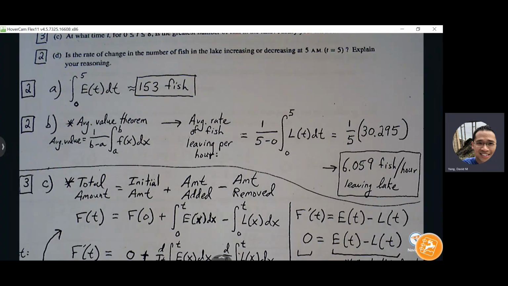So total amount equals initial plus amount added minus amount removed. We've seen that formula for these rate in, rate out problems. So initial number f of 0, plus the number added from 0 to t of e of x. E of x is the rate at which fish is entering, and L of t is the rate at which fish is leaving. I'm using a different variable here because of the integral from 0 to t; we mentioned that t will replace that x. But I just want to have some formula that I can build from.